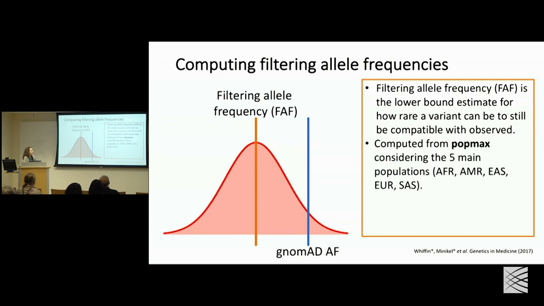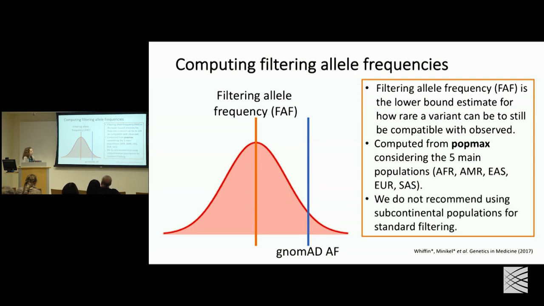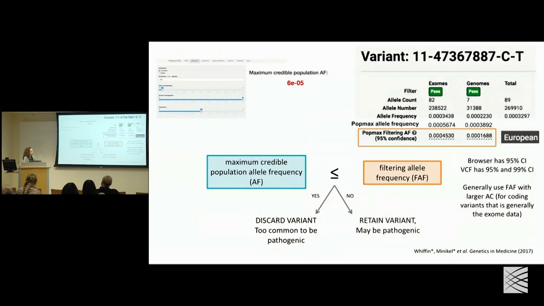Okay, and we don't do this on global. We actually do this on each of the continental ancestries, so that's important. We don't use Ashkenazi Jewish or Finnish, which are founder effects. We don't use those populations. And again, as I mentioned before, we don't recommend the subcontinental populations for this type of filtering.